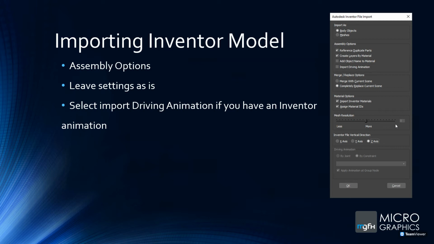One thing you can take a look at, you can also drive animations that you've created with either joints or constraints in Inventor. So if you have got that, you can import it as well. It'll set up in the timeline in 3ds Max. Unfortunately, you can only import one driving animation. So please be aware of that as well.